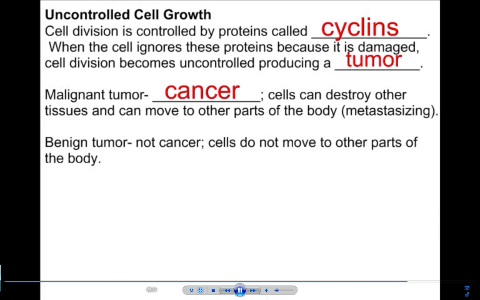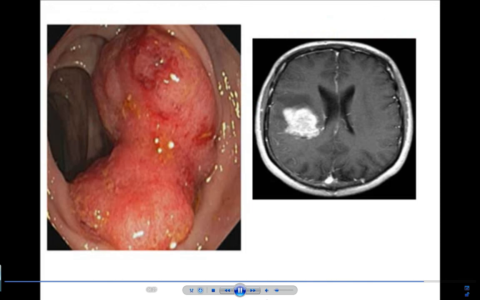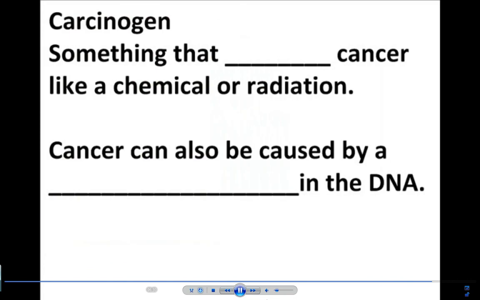Now, sometimes the tumor can be malignant, which means that it can destroy other cells and move around to other parts of the body, and this is what we would know as cancer. Now, sometimes the tumors are benign, so they're completely harmless. It's just a mass of cells that really has no harm to the body. So here's some pictures of tumors there.